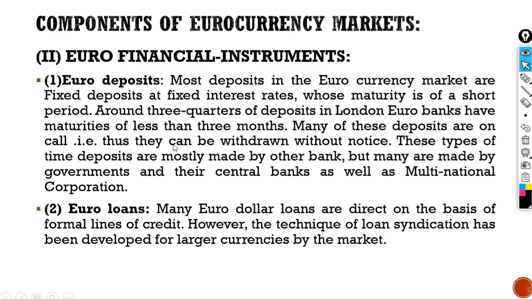Many of these deposits are on call, that is, they can be withdrawn without notice. These types of time deposits are mostly made by other banks, but many are made by governments and their central banks as well as multinational corporations. The second instrument which you need to go through is the euro loan. Many euro dollar loans are direct, on the basis of formal lines of credit. However, the technique of loan syndication has been developed for larger loans by the market.